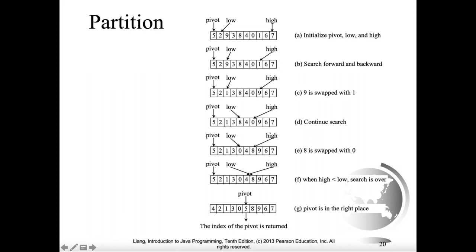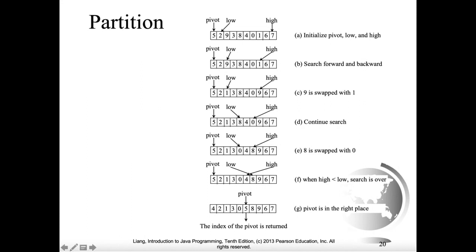Now we go to high. High was at 8, which was bigger than our pivot. Sorry. Yes, because we did the swap, right? So now high is going to decrement, and so high is going to point to 4. 4 is less than our pivot. We don't like it because, again, high has to point to elements that are bigger than our pivot. So we're going to stop right there.